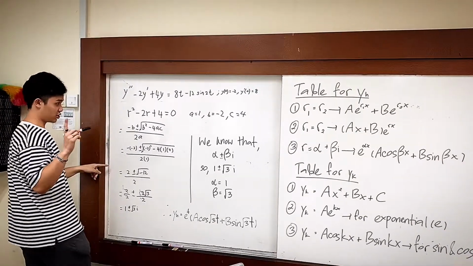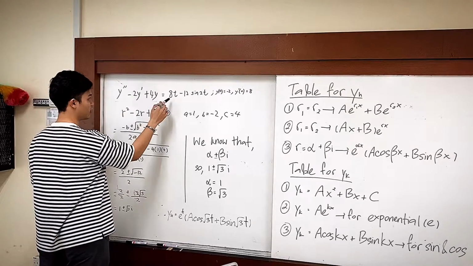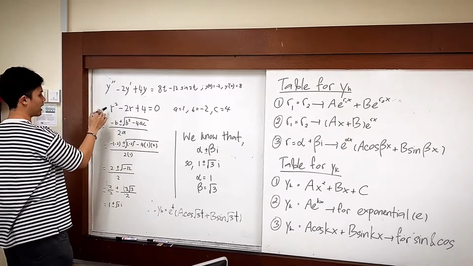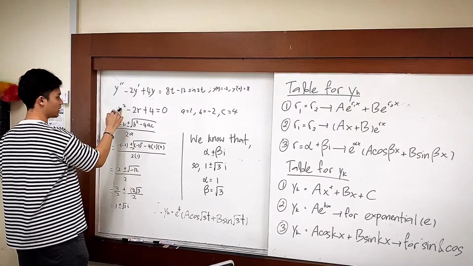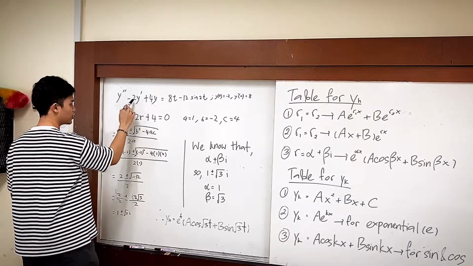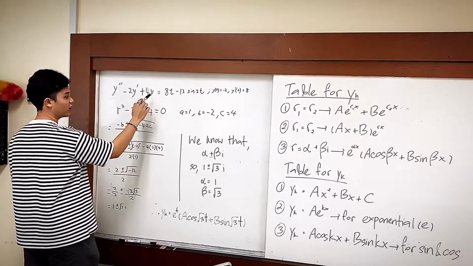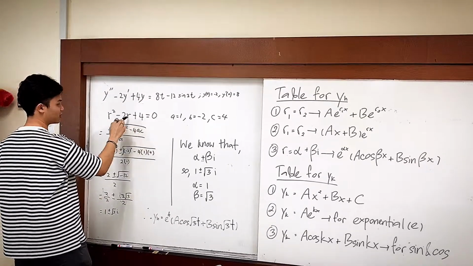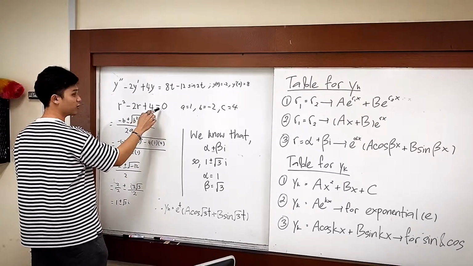First we want to find YH. So for YH, we put this equal to 0. So the second order becomes R squared, the first order becomes minus 2R, and if there is no derivative, only the constant is left. So it becomes this equal to 0.